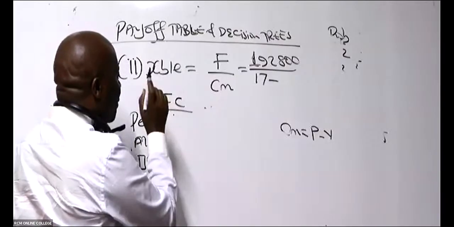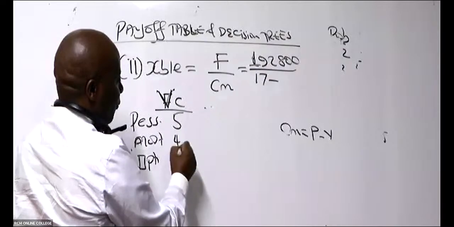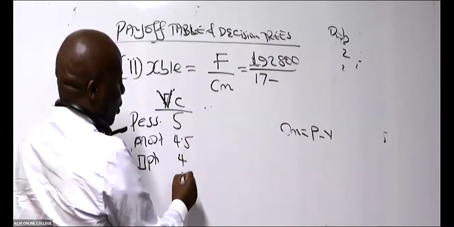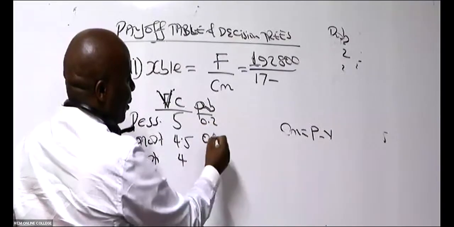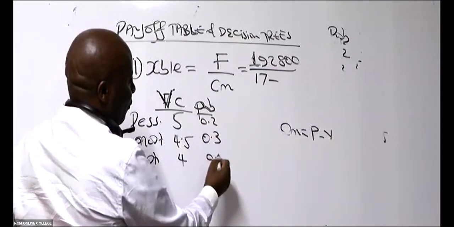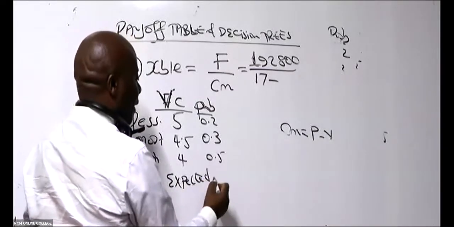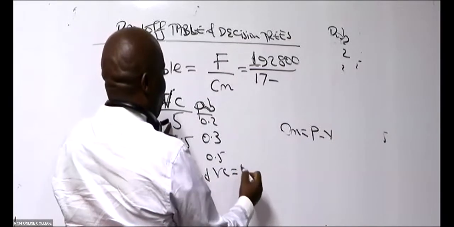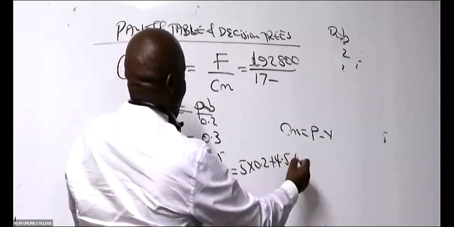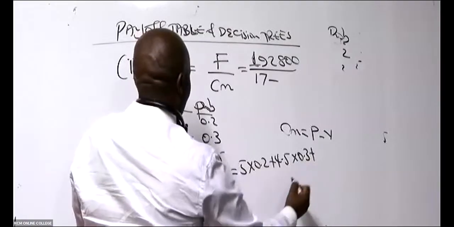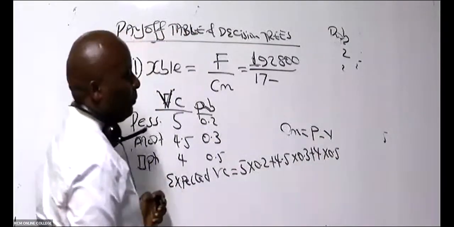Not fixed cost, but variable cost. Sorry for that. 5, 4.5, 4. Probabilities are the same: 0.2, 0.3, 0.5. So come and give me expected variable cost, which will be 5 times 0.2 plus 4.5 times 0.3 plus 4 times 0.5.